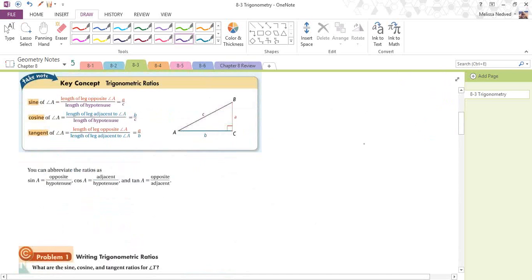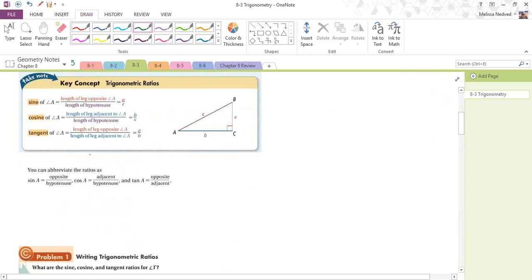Cosine of an angle is equal to the length of the adjacent over the length of the hypotenuse. Tangent of an angle is equal to the length of the opposite side over the length of the adjacent side. So that's a lot going on, okay? It's a lot to remember. So to remember that, we actually abbreviate it.